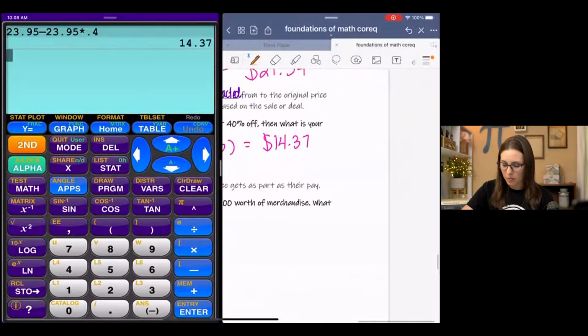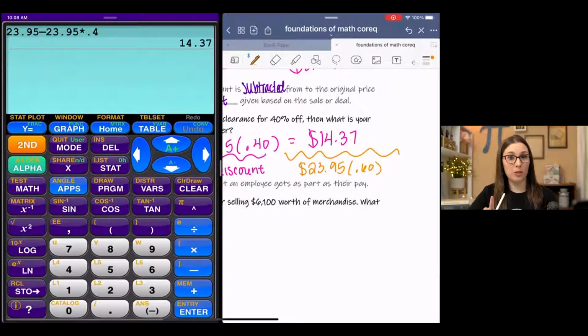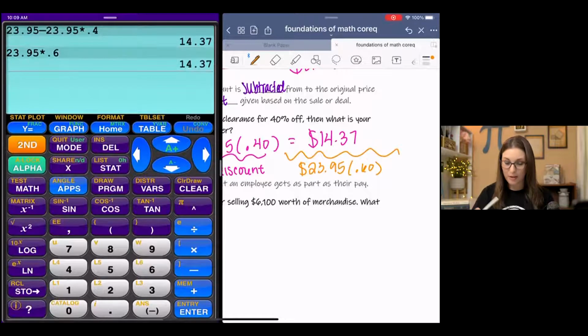So let's just put that over to the side here, and let's test it out. $23.95 times 60%. This is called the complement, which I've talked about in previous videos with sets. This is the complement of the original percentage. So 40% off means that we pay 60%, the remaining piece. So I'm going to type that in, $23.95 times 60%.